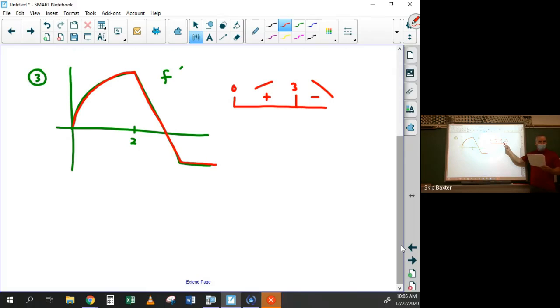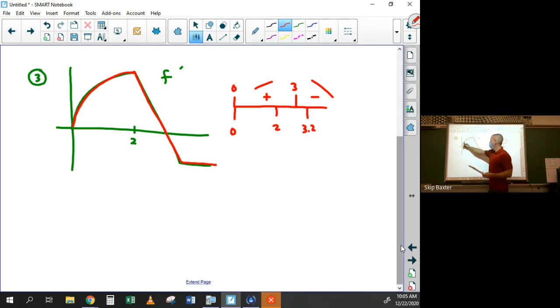Does that make sense? D, the graph has a point of inflection. Make a second derivative chart. My second derivative chart looks like this: 0, 2, and then like 3 point something, whatever, 3.2 or whatever. And it looks like this.